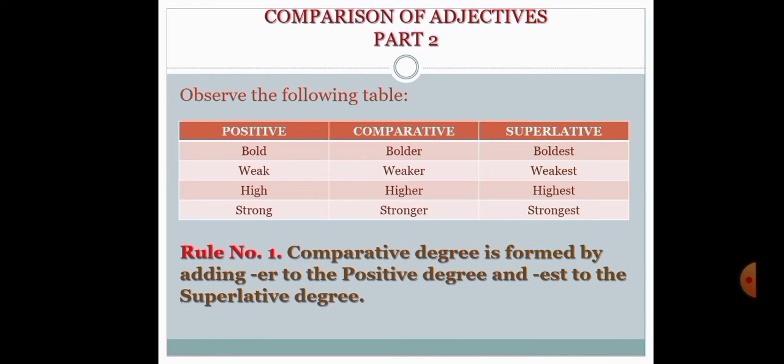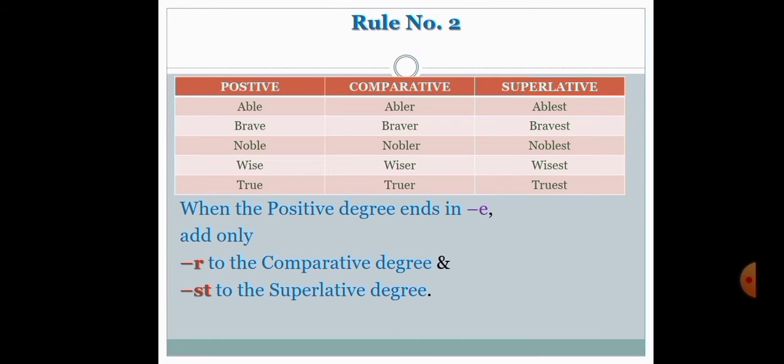Okay, now moving on to the next rule. You can see again a table with a few more adjectives. Able, abler, ablest, brave, braver, bravest, noble, nobler, noblest, wise, wiser, wisest, true, truer, truest. Now in these given adjectives, you can see that almost all the adjectives have the vowel E at the end. Okay, it is ending with E. All the adjectives which are given in the positive box end with E.